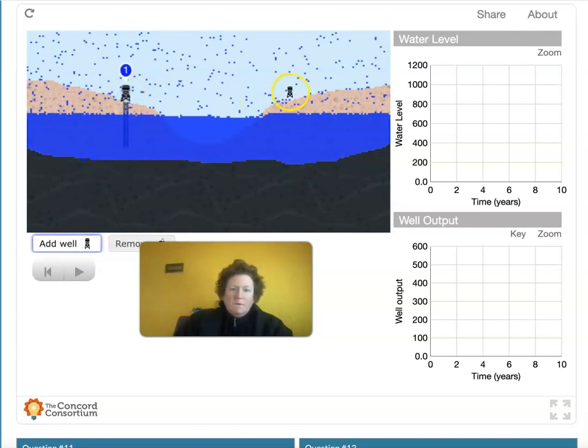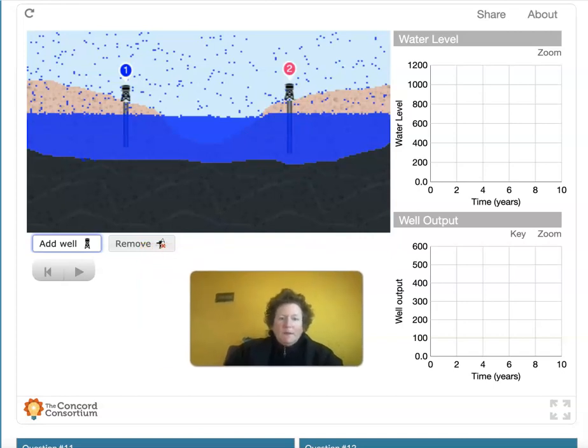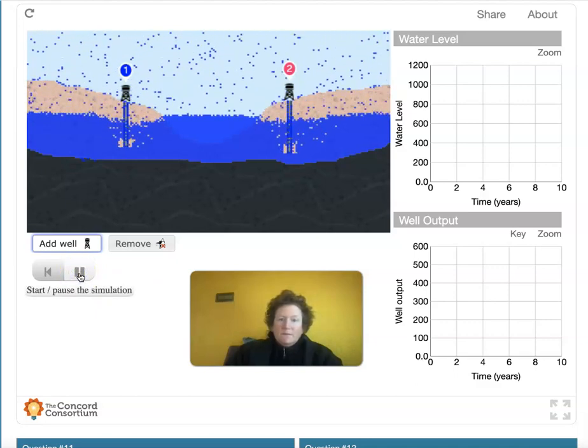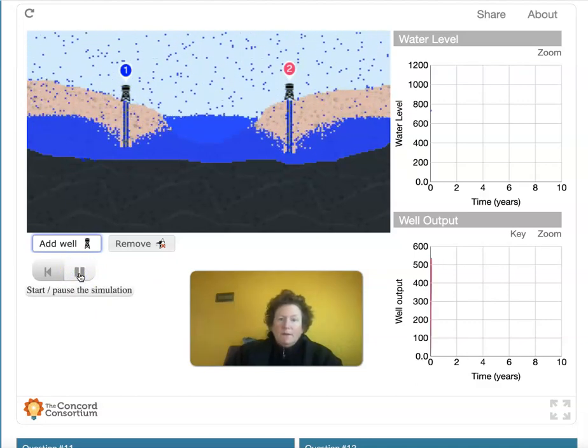So I'm going to drill 2 wells here, and I just clicked on the button that said add well. If you mess up, just click on the button that says remove well and click on the well and it'll go away, and you can click add well again and put it where you want it. So let's run this scenario here with 2 wells.